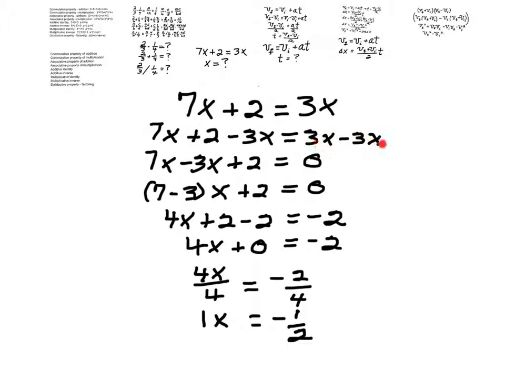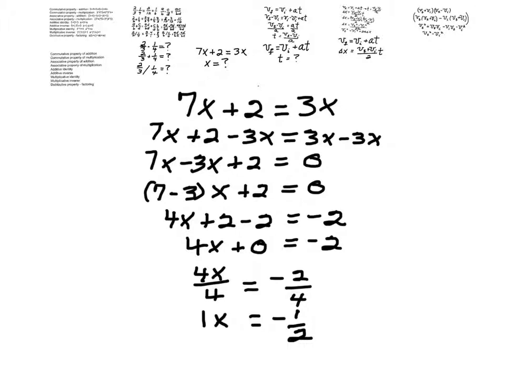So that gives us 0. Now over here we have 7x plus 2 minus 3x. We can use the associative, the commutative law, right? We can move this over here and we get 7x minus 3x plus 2. Then I use the distributive law. I have x and I pull out the x. I factor out the x and I get (7 minus 3)x plus 2.